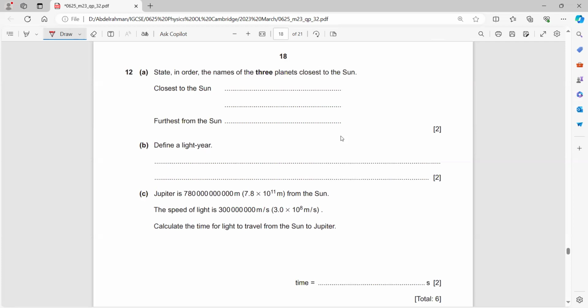Quite easy. What are the planets closest to the sun? What is the planet closest to the sun? We know it. It is Mercury, and then Venus, and then Earth. You need the three closest planets to the sun.